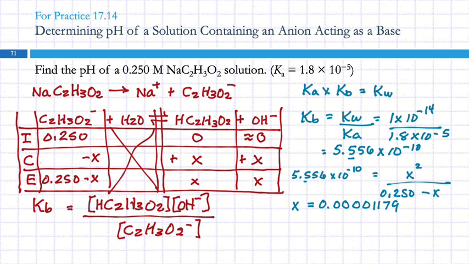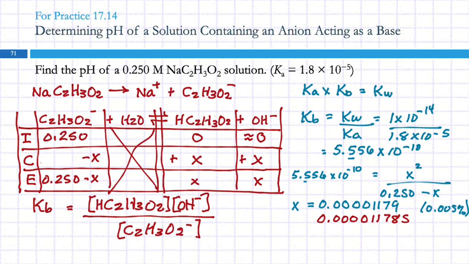I didn't do the x is small check on the previous example. We'll do it here. So this is 0.005%. Is that small enough? Yeah, that's small enough. What do you get from the solver? 1.1785. Okay. Those guys are really close, aren't they?